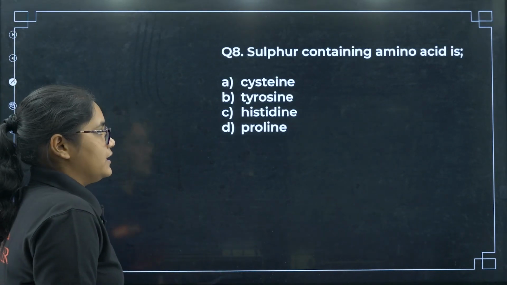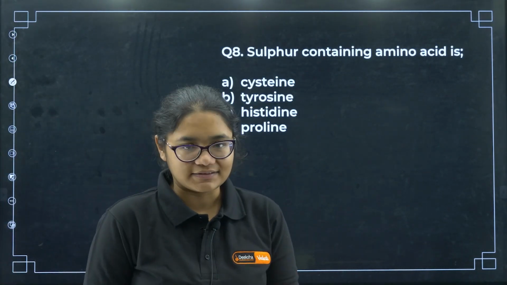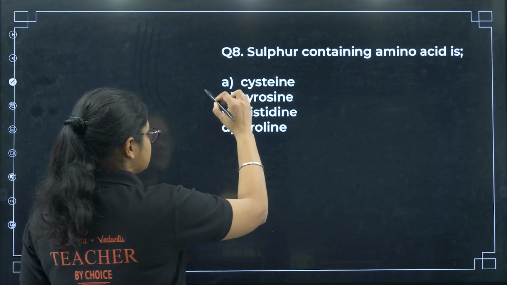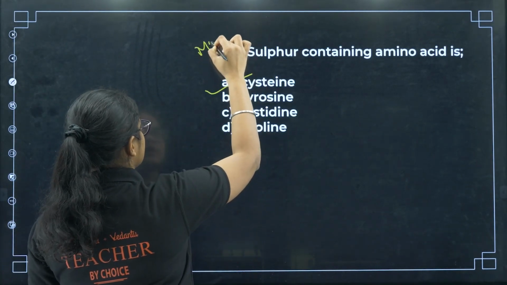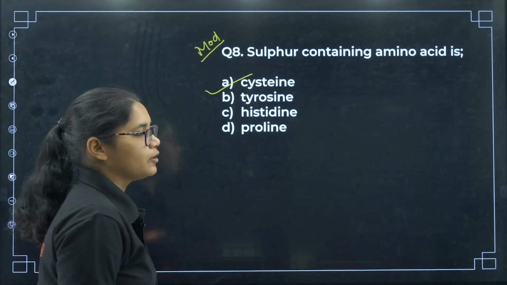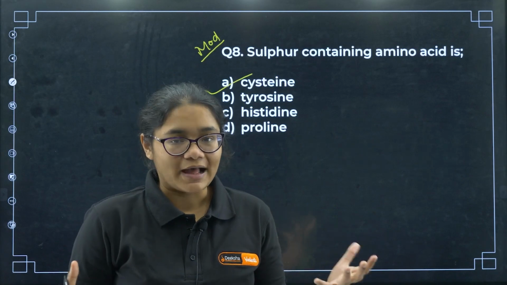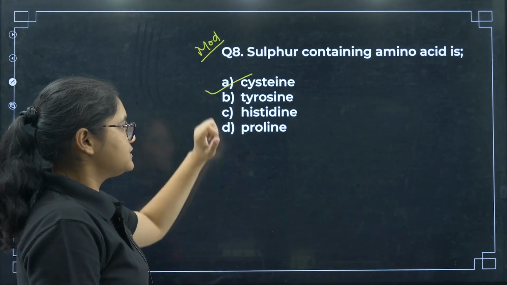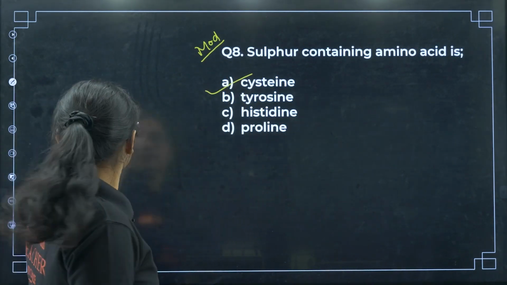Next, question number 8. Sulfur containing amino acid is. So this one is cysteine, and this one I will also mark as moderate, because all of you do not remember the amino acids very easily. But remember, the sulfur containing one is cysteine.